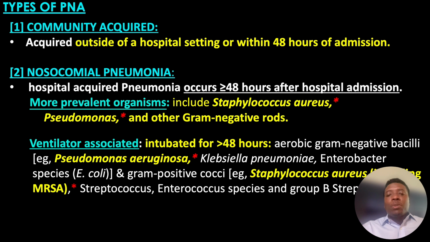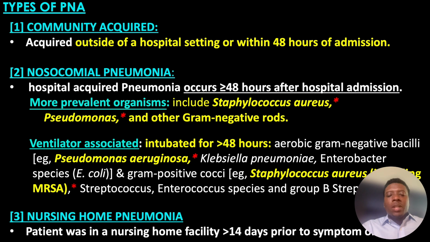Now, similar to hospital-acquired pneumonia is what we call ventilator-associated pneumonia. And this is where someone has been intubated for more than 48 hours. Common bacteria are similar to hospital-acquired pneumonia, including Staph aureus and Pseudomonas. Now, nursing home pneumonia can also be seen in someone that was recently in a nursing home as well, and that can also sometimes change our management.